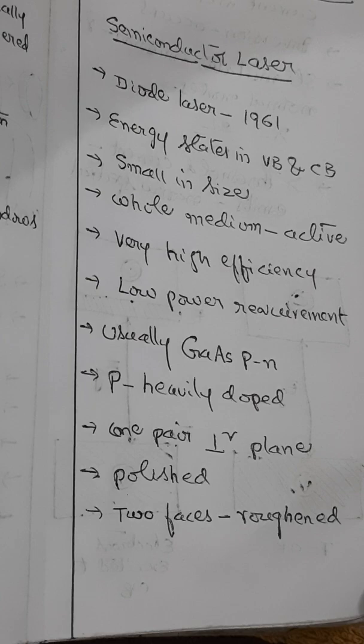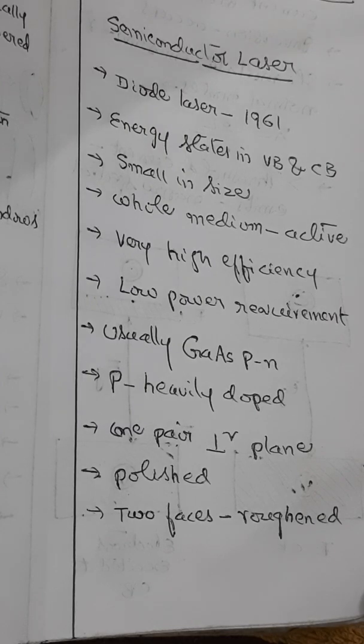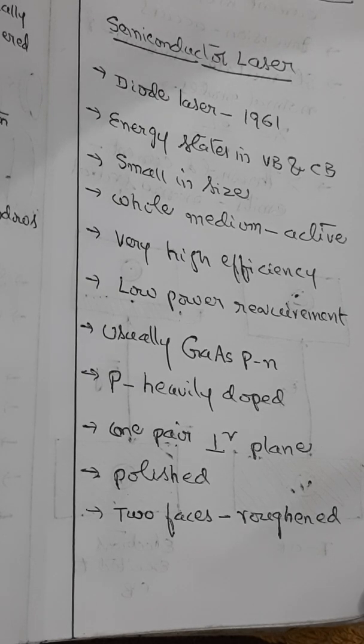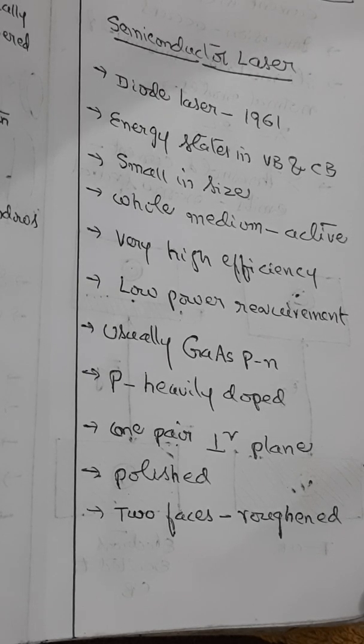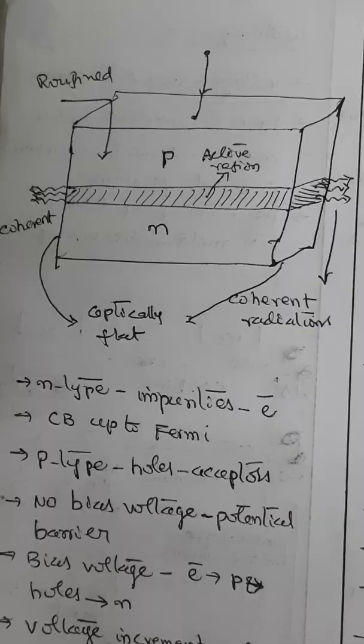Generally, if you see the basic construction, we use a gallium arsenide PN junction diode, where the P region is heavily doped with zinc into N-type gallium arsenide, approximately 10 power 24 atoms per cubic meter. One of the pairs of faces perpendicular to the junction is cleaved and polished so that it will act as a reflecting mirror. The other two faces are roughened to eliminate lasing in these directions. Let us see the schematic approach for this.